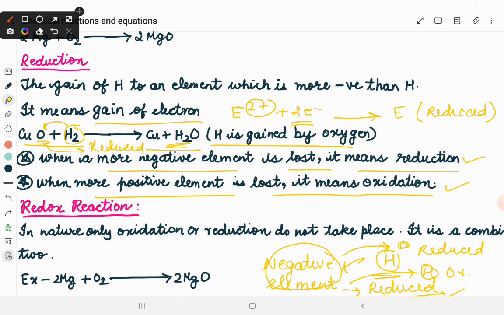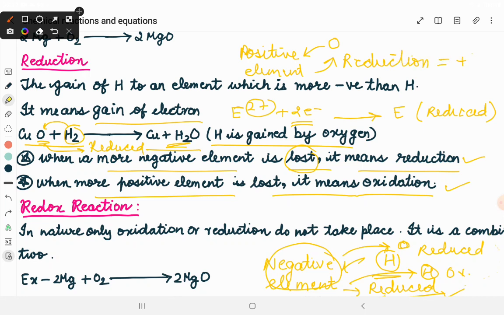So similarly, when the more negative element is lost, suppose we have some positive element, and when we added oxygen to it, now oxygen was more negative, so it was oxidation. Now we are doing reversal, means we are removing the oxygen. Now what does this mean? It means that this element is undergoing reduction.